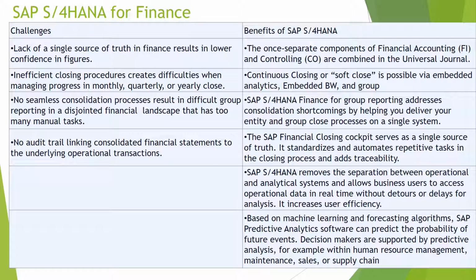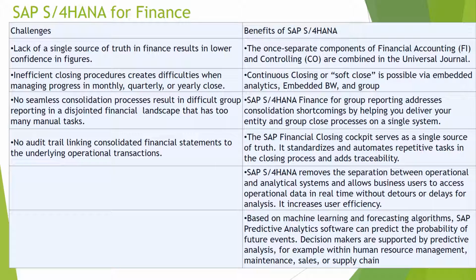So each entity will have a different system, and they are not having seamless integration. In case of the benefits of SAP S/4HANA, actually we have seamless integration. So every system is connected to SAP S/4HANA. SAP S/4HANA is a core system. So SAP S/4HANA Finance for group reporting addresses consolidation shortcomings by helping you to deliver your entity and your group close process on a single system.